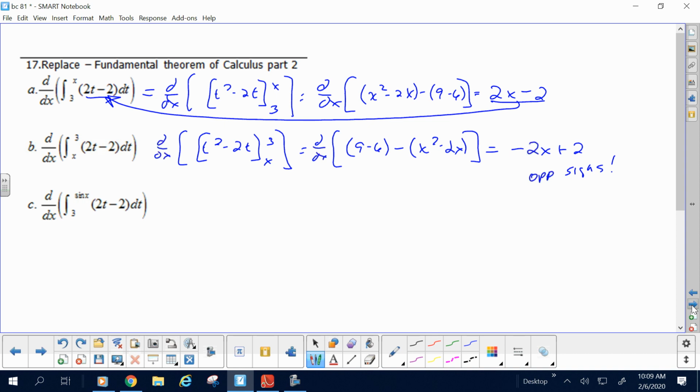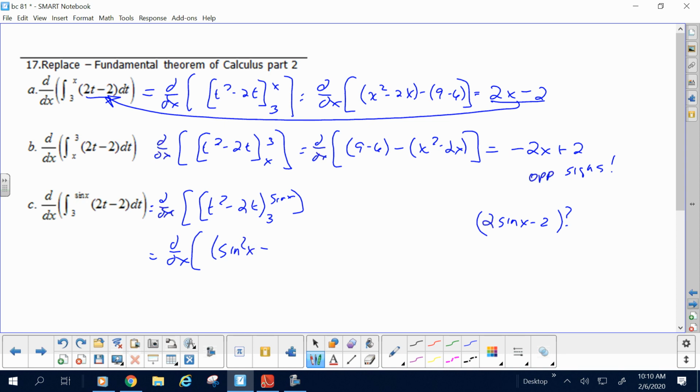All right, last but not least, what do you reckon this is? What's your theory here? 2 sine of x minus 2. We'll see. Okay? The antiderivative first is t squared minus 2t, yay? From 3 to sine of x. If sine of x goes in, then I get sine squared minus 2 sine minus 9 minus 6 or 3, yeah?